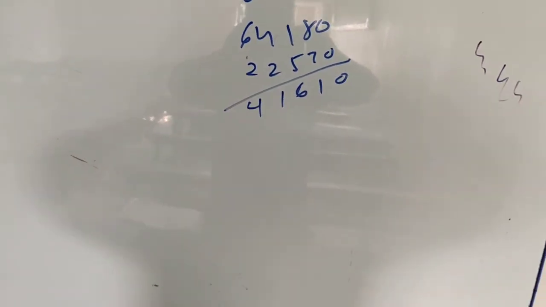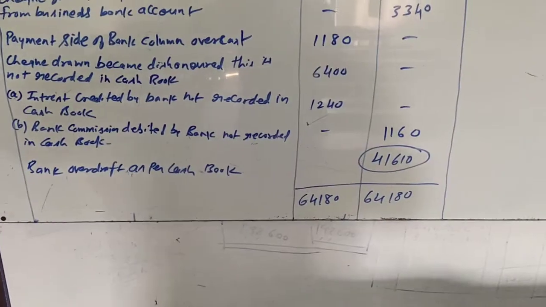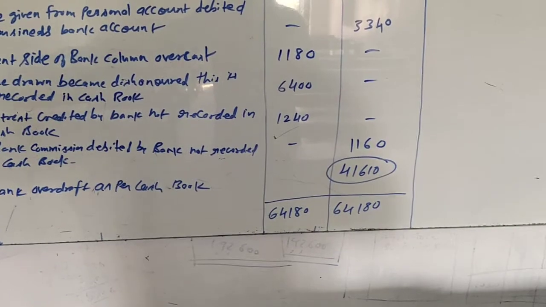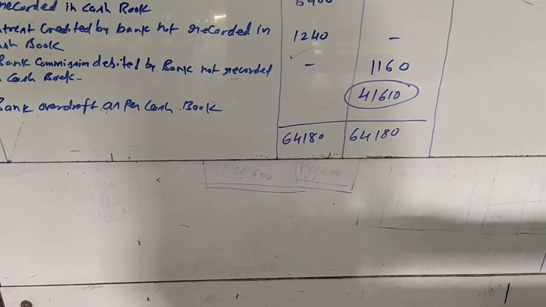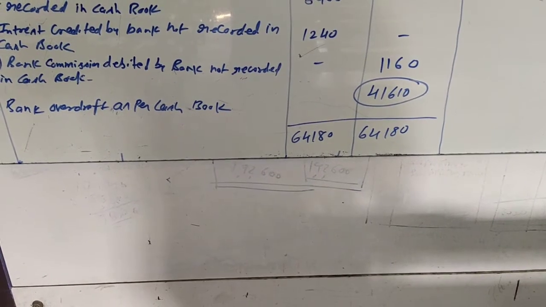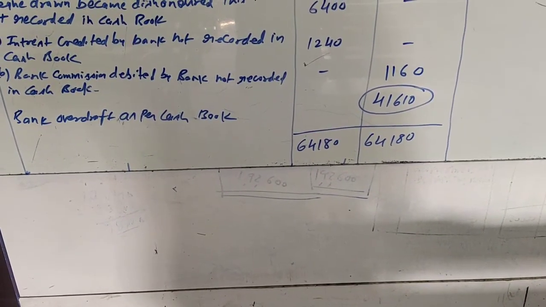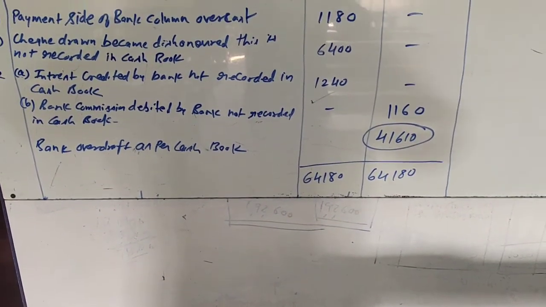So here it is, both the column 64180, 64180, credit side there's a deficit of 41610, so 41610 is written, and before that bank overdraft as per cash book is written. Okay, so this is all about sum number 9.